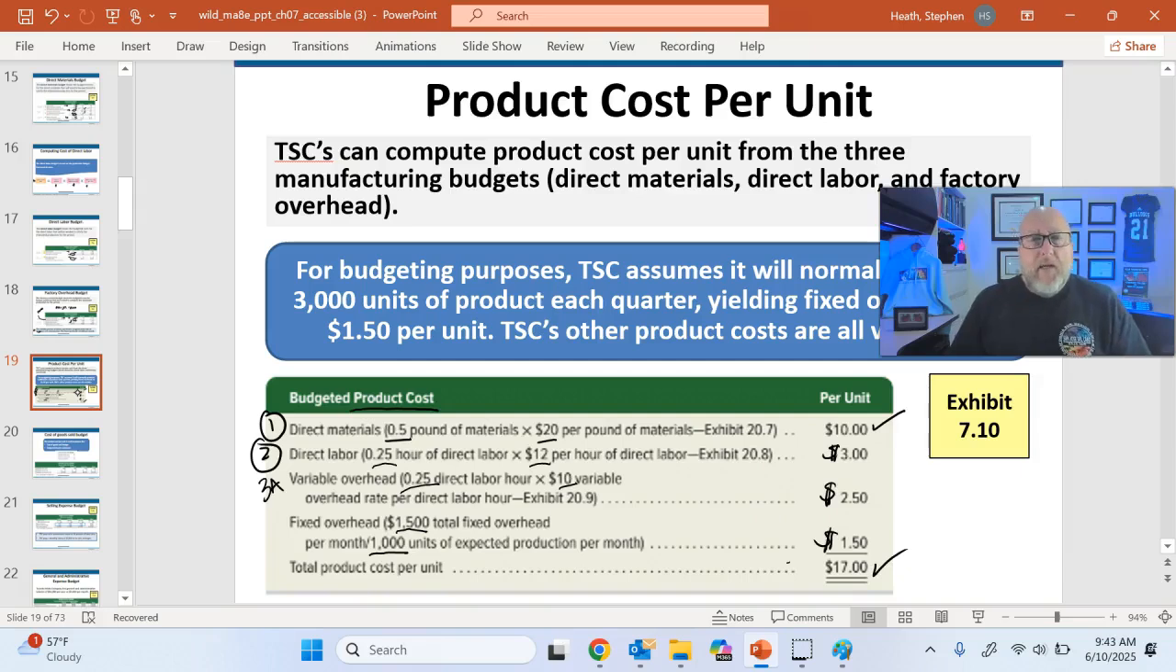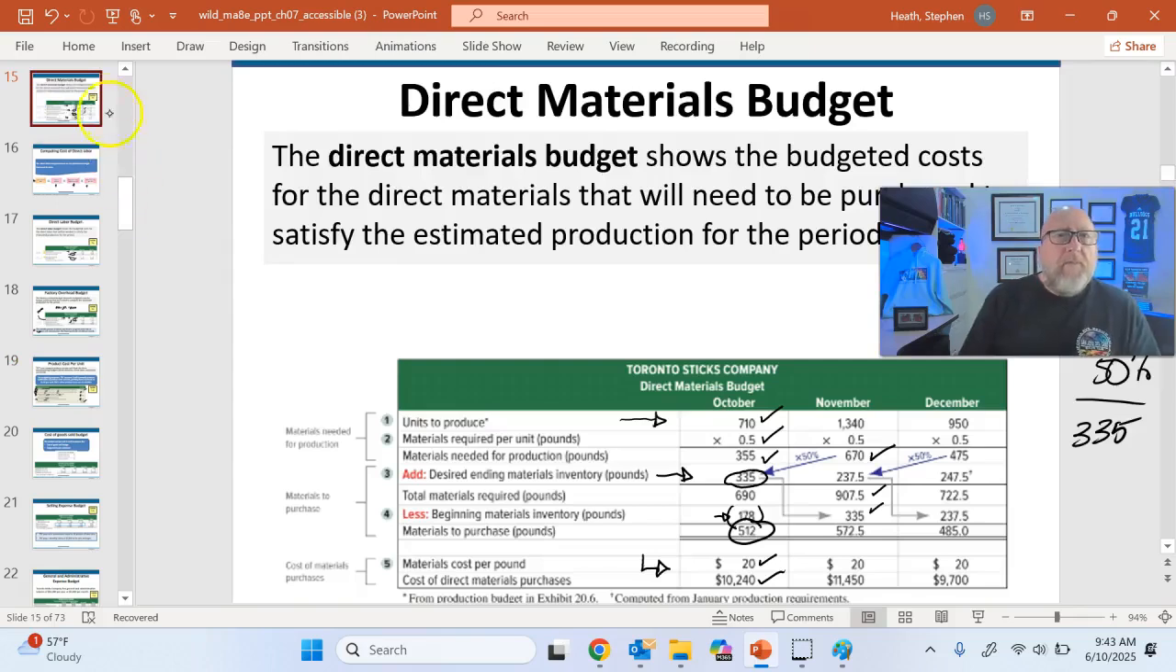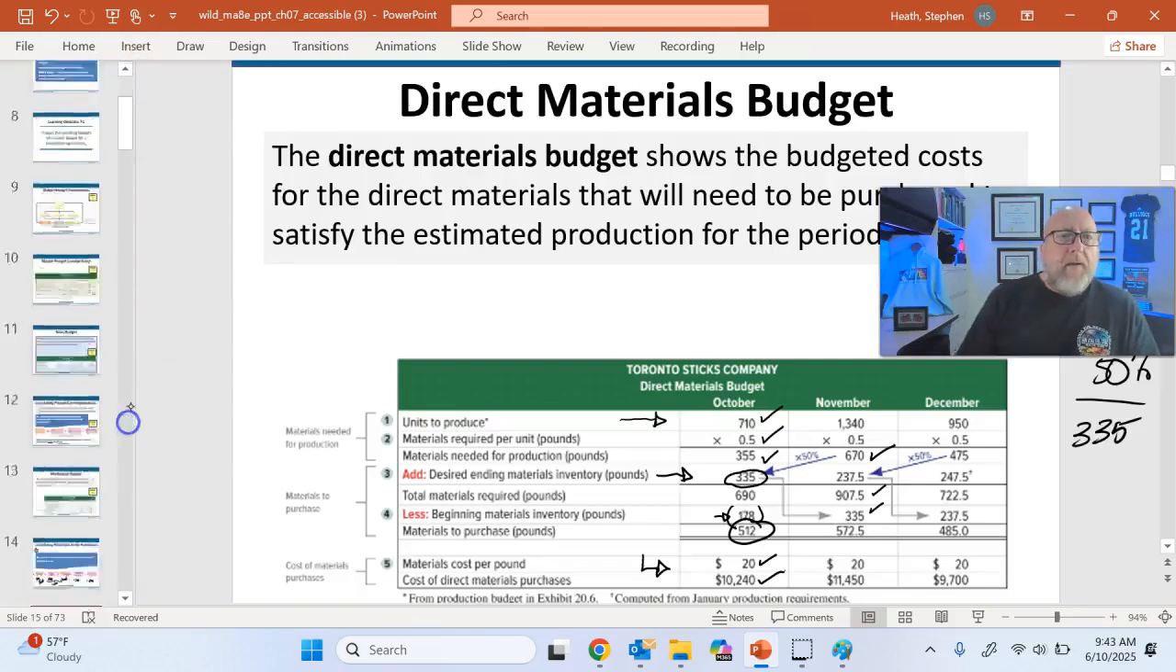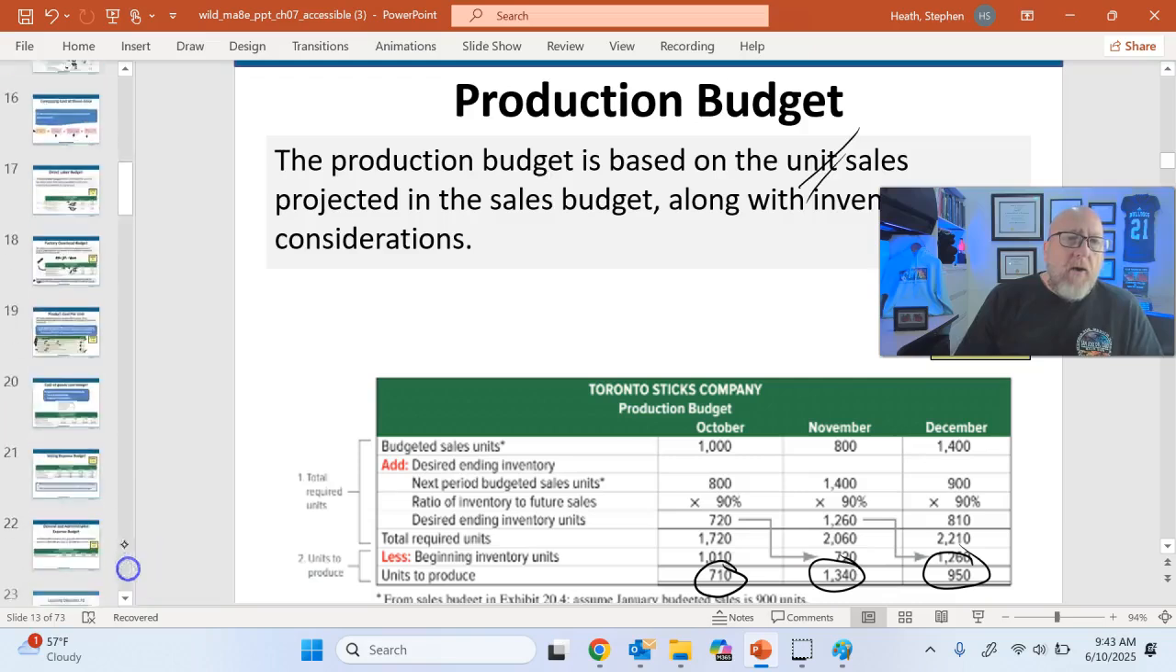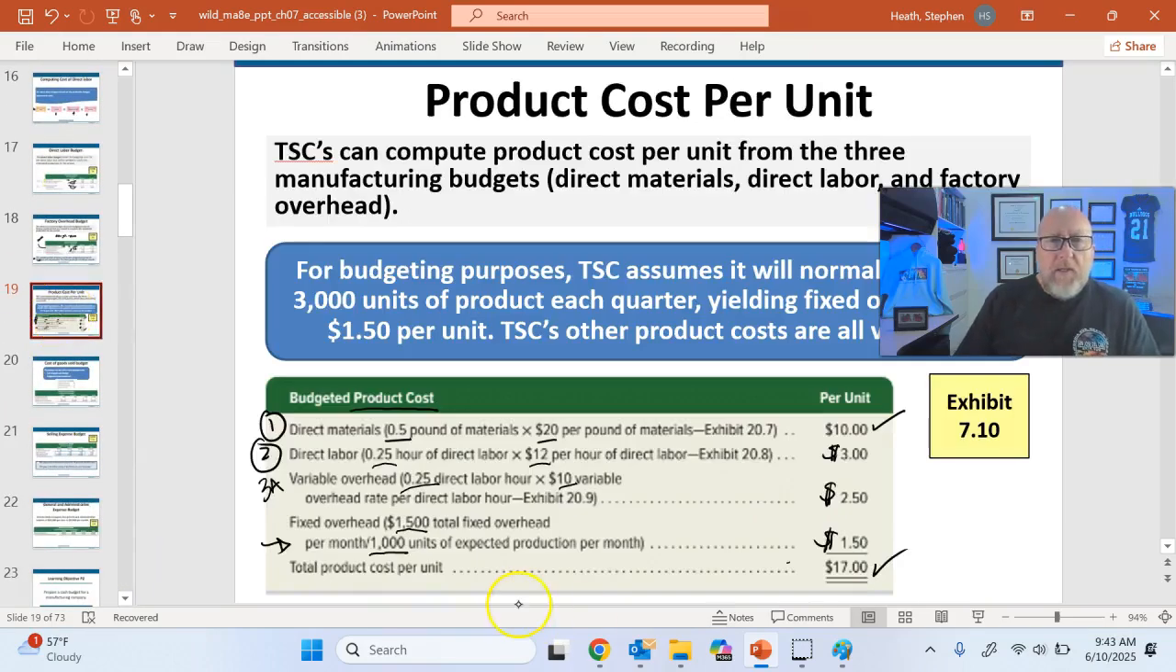There's something interesting about this. If I go back to the production slide just for a second, if I can find it, the units to produce: we're going to produce 710 in October. Again, I don't want to go through the whole thing, but this is how we were determining the units that we were going to produce. November is 1,340. December is 950. There's all these different levels, and in our question that we were just doing, they're saying it's 1,000 per month.